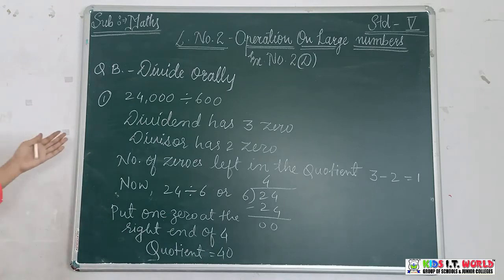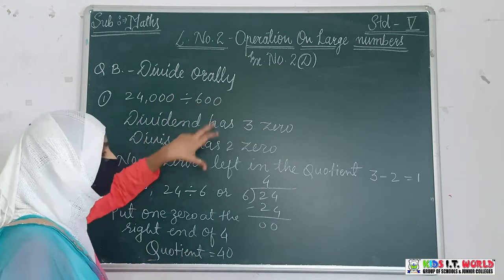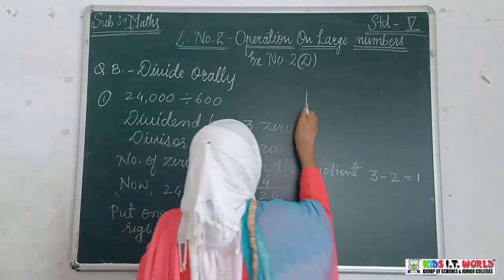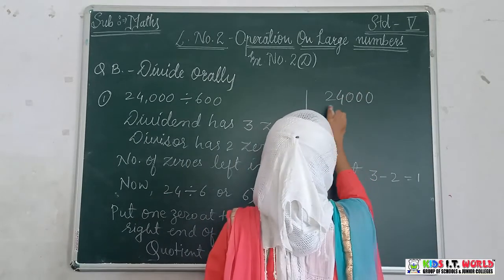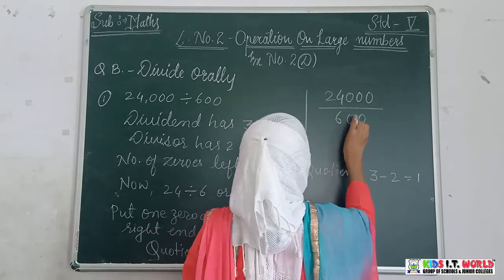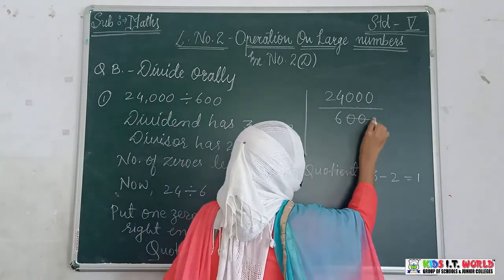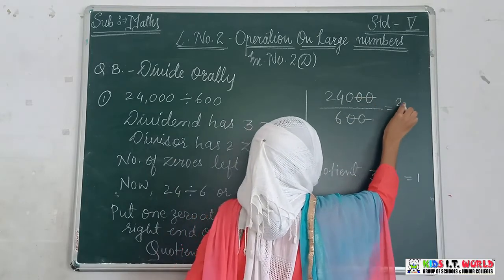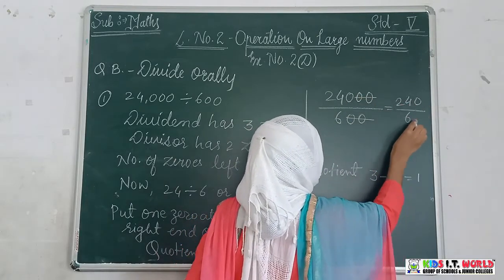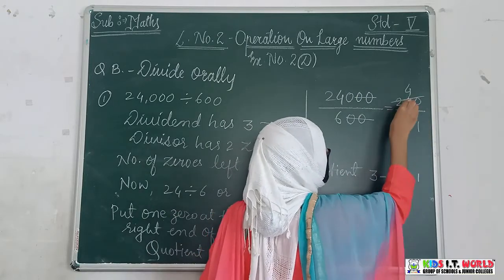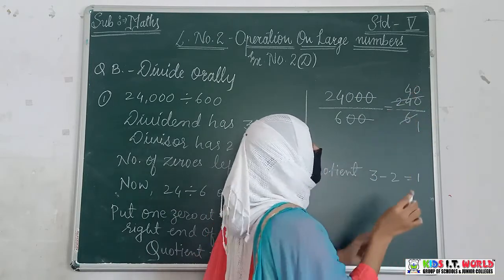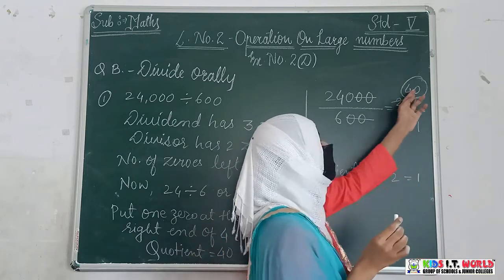You can find it orally, or if you find this hard, the second way is to write it like this. How many zeros? Just cut these 2 zeros. What is remaining here? 240 divided by 6. 6 ones are 6, 6 4s are 24, and 1 zero will be here. Again you will get the same answer, 40.